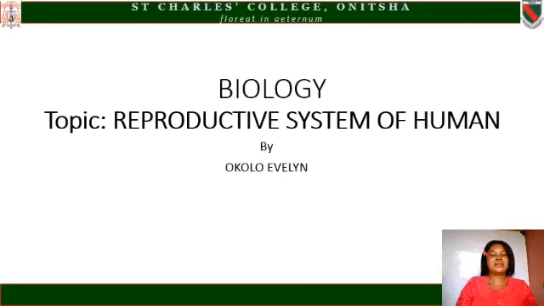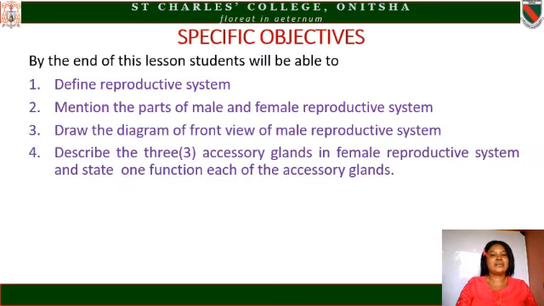My name is Okolo Evelyn from the Biology Department of St. Charles College, Onitsha. Our topic today is the Reproductive System of Humans. Let's look at the specific objectives. By the end of this lesson, students will be able to do the following.